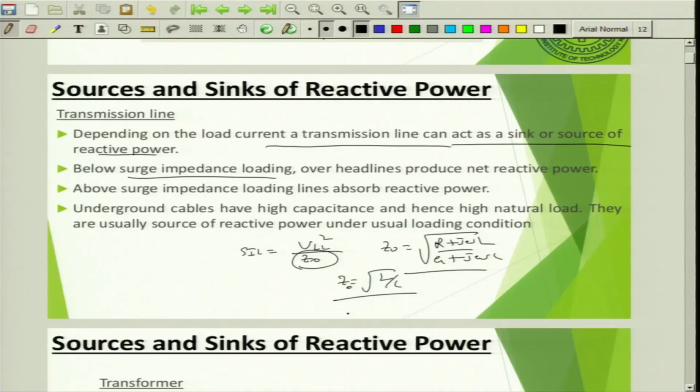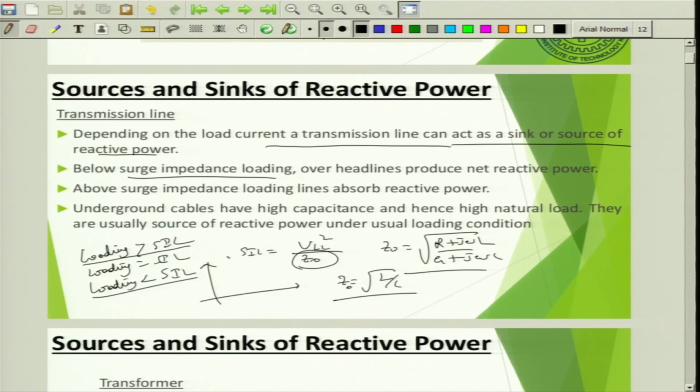This decides what the net reactive power flow is. There are three basic conditions: loading greater than surge impedance loading, loading equal to surge impedance loading, and loading less than surge impedance loading. If loading is greater than surge impedance loading, it is more inductive loading. If you draw the voltage profile between the sending end and the receiving end over a length, the sending end voltage is the same as the receiving end voltage if loading equals surge impedance loading. That means the operating power factor is unity.